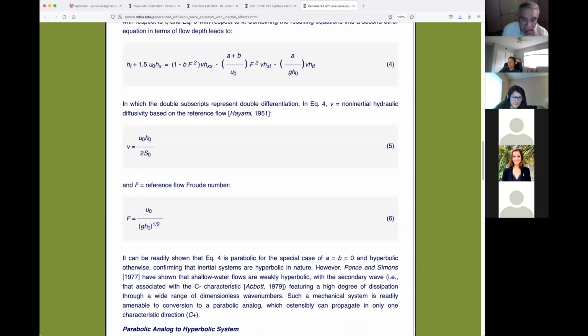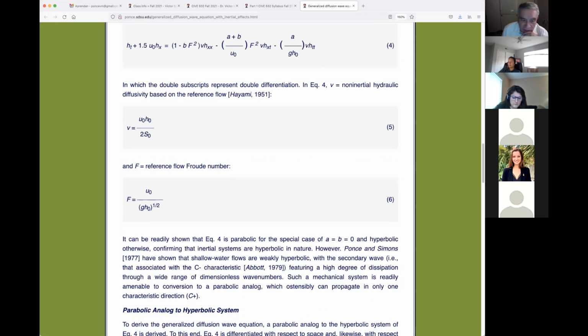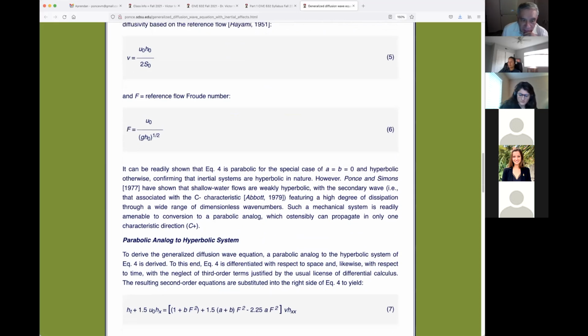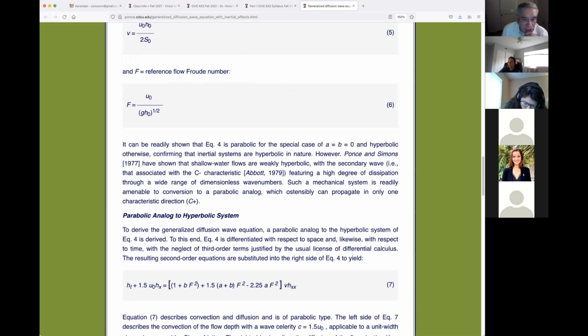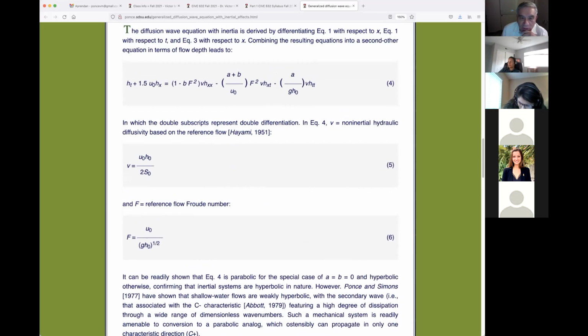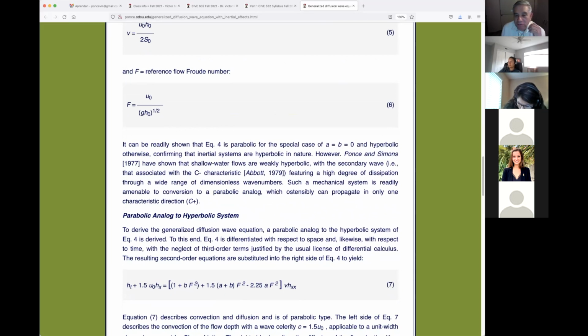Okay, so we have equation 5 here, which you already know. This is Hayami's equation. We have equation 6. Now, it can be readily shown that equation 4, the one that we derived here, is parabolic for the special case of A equals B equals 0, and hyperbolic otherwise. What is this parabolic and hyperbolic? You would recall from your high school algebra that the second order algebraic equation results in parabolic, hyperbolic, or elliptic solutions. Remember, hyperbolic with 2 answers, parabolic with 1 answer, and elliptic when it has no answer. It goes into the imaginary domain.